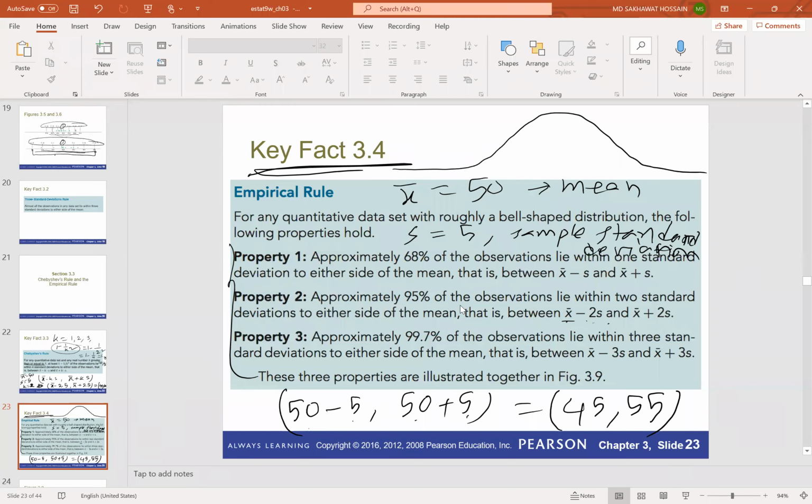And approximately 99.7%, that means almost all the observations, will be within 3 standard deviations from the mean. So x bar minus 3 times s and x bar plus 3 times s, that means 50 minus 3 times 5 and 50 plus 3 times 5. So it is 35 to 65. So 99.7% of observations will be between 35 and 65.